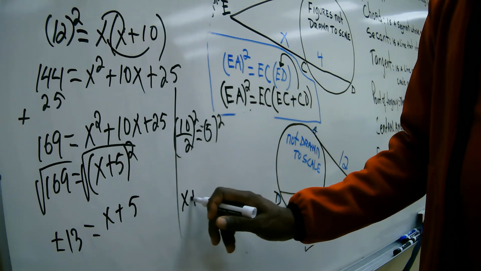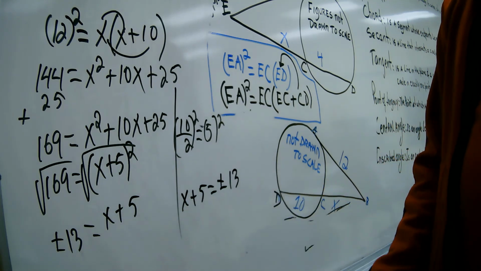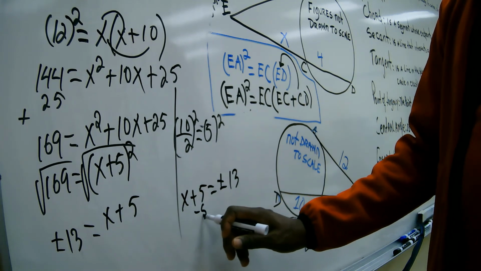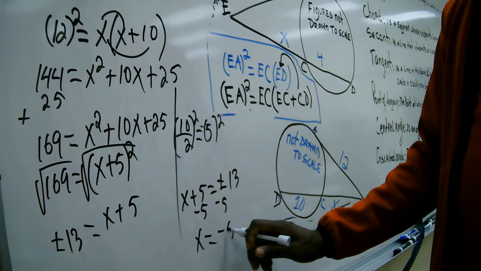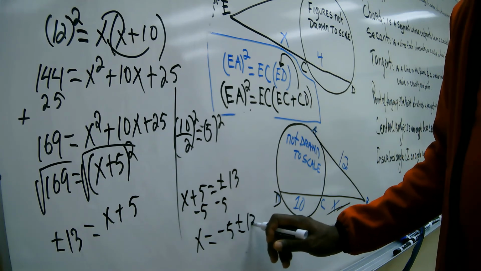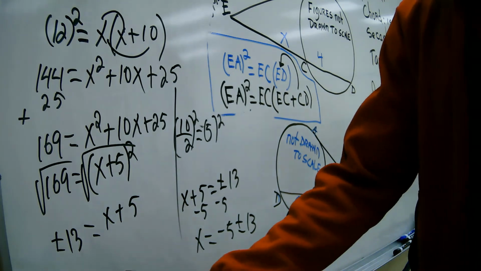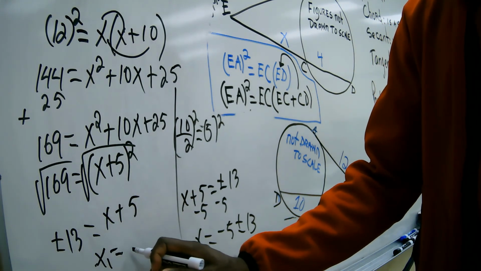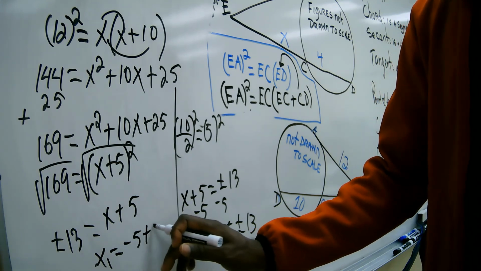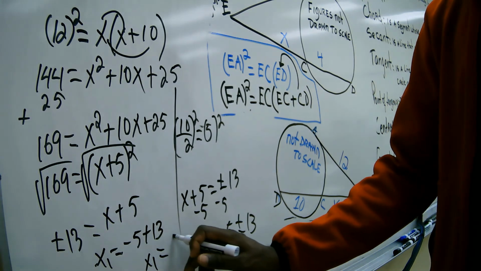If you have x plus 5 is equal to plus or minus 13, then you subtract 5 from each side. Then you will have x equal to negative 5 plus or minus 13. So you will either have, as your first option, negative 5 plus 13. The negative 5 plus 13 will give you 8.